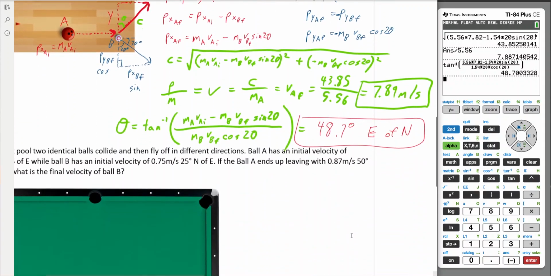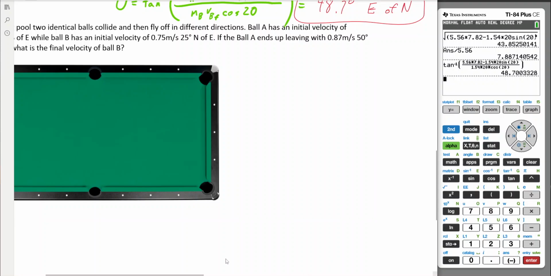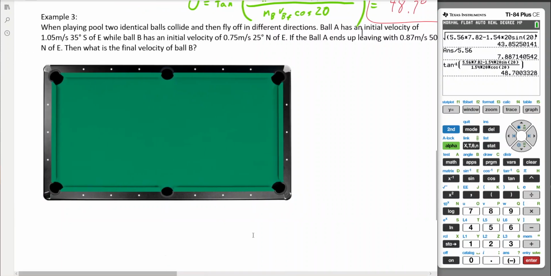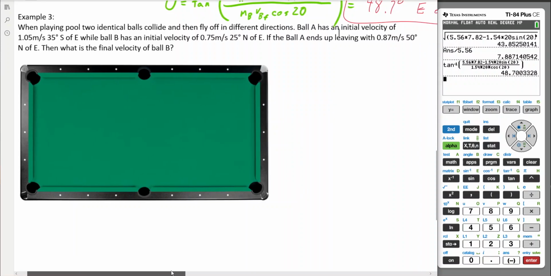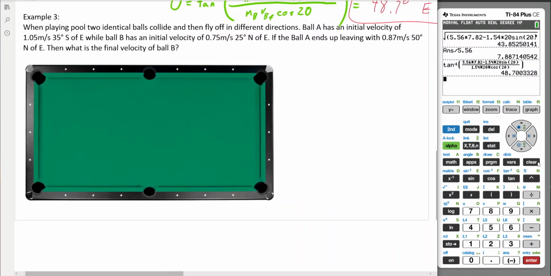Alright, I know this is going to be a long video, but 2D vectors just takes a long time, and I want to give you as many example problems as I can. So here's one more example that we're going to try out.